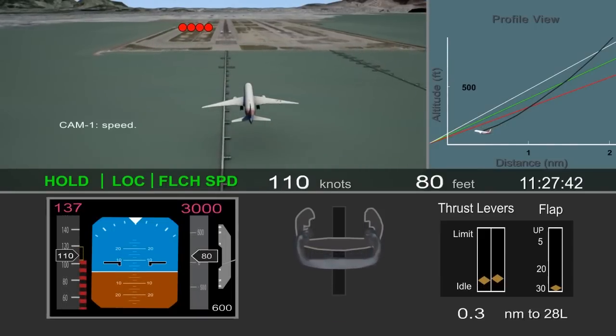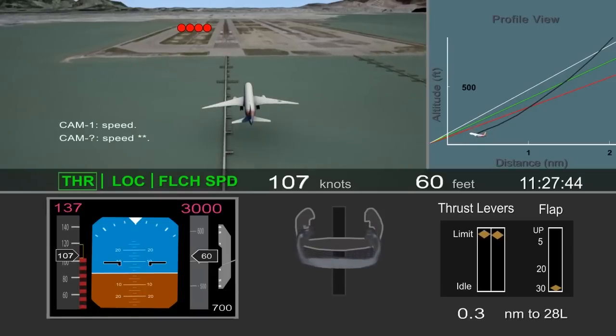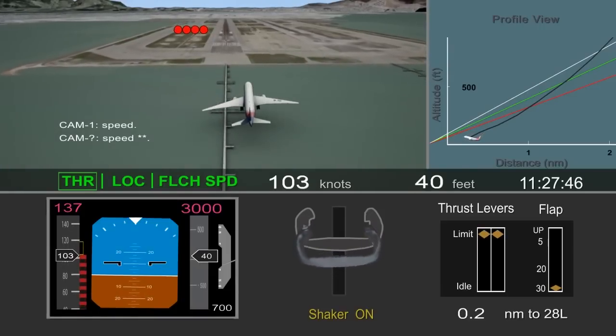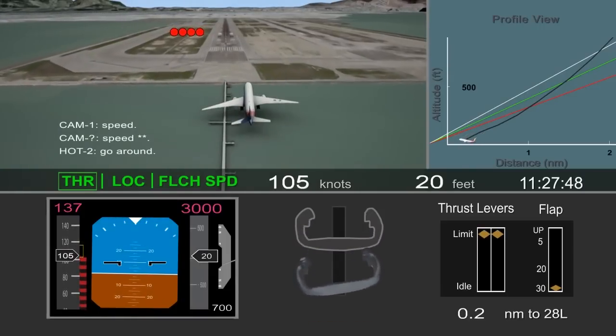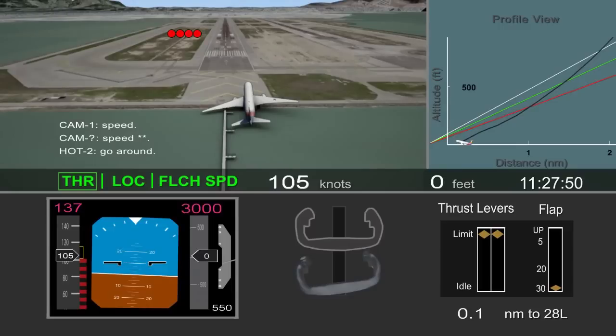4 seconds later, the pilot monitoring advanced the thrust levers, followed by stick shaker activation and a verbal call to go around. These actions were too late, and the main gear and the underside of the aft fuselage struck the seawall.